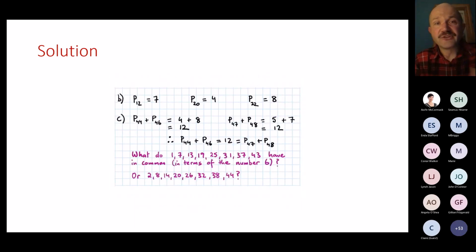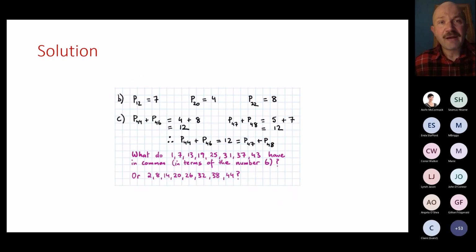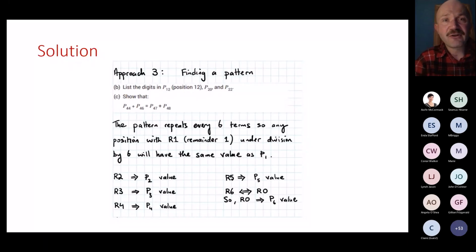Likewise, a teacher could then say, well, what about the numbers 2, 8, 14, 20, 26, and so on? What do they have in common in terms of the number 6? Again, going back to the table, all of those numbers would have a remainder of 2 when you divide by 6. So they would have the same value as term 2, which would be 4. In this way, a teacher could help guide students towards an even more efficient approach, which we look at here, a third approach, which we'll call finding a pattern.